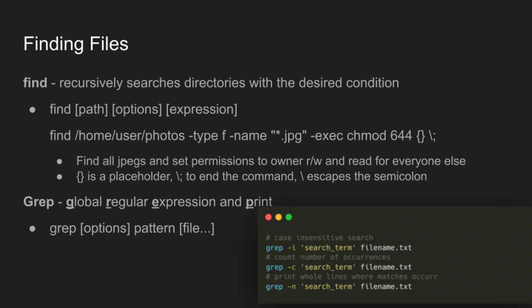So in this example we have here, first it's looking for all the JPEGs. That asterisk is a wildcard, so it's looking for any file that ends in .jpeg. And then it allows you to run a command for each of those. So we're using chmod to change the permission. The brackets are a placeholder, and then the backslash semicolon is optional, but it would be good here to add just in case you're using this in a script or something.